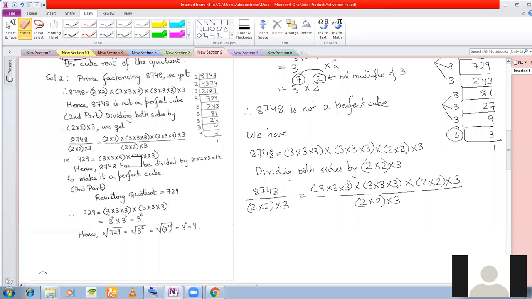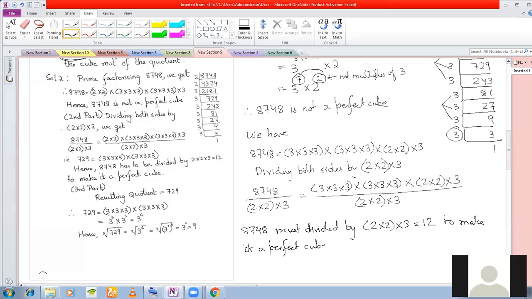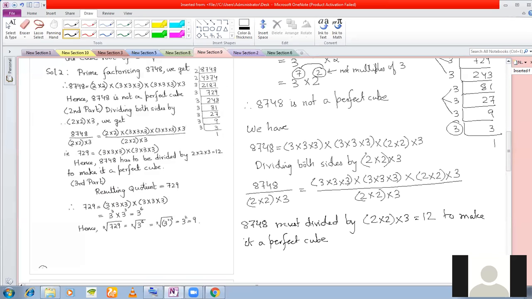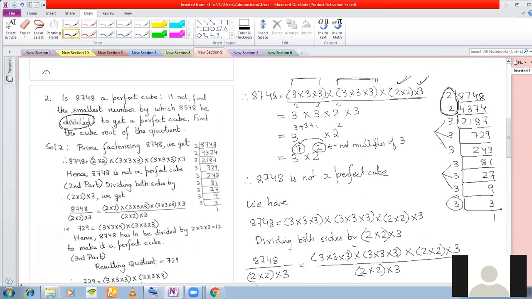So what do I write here? I'll write 8748 must be divided by 2 into 2 into 3, which is equal to 12, to make it a perfect cube. Okay. So that answers your second part of the question.